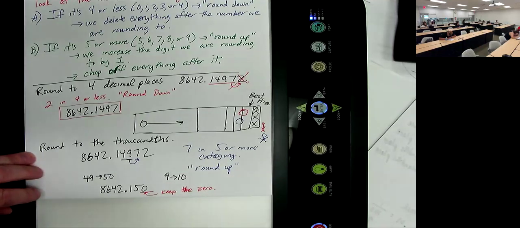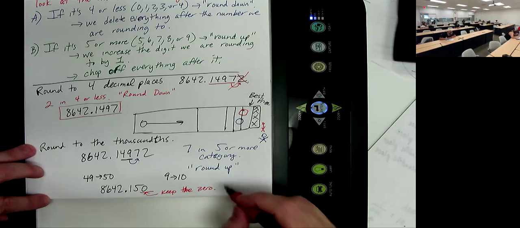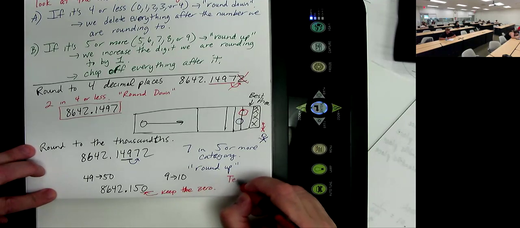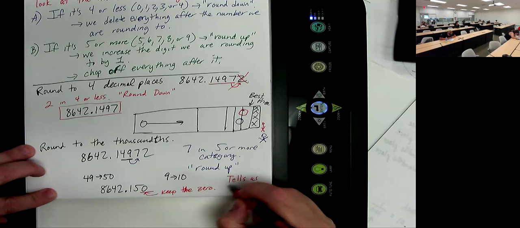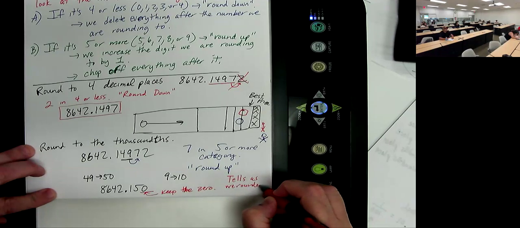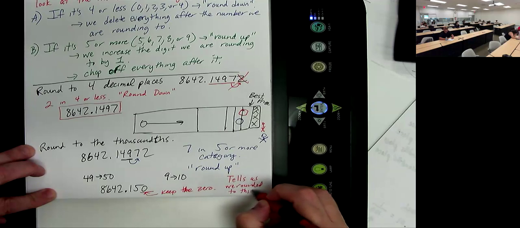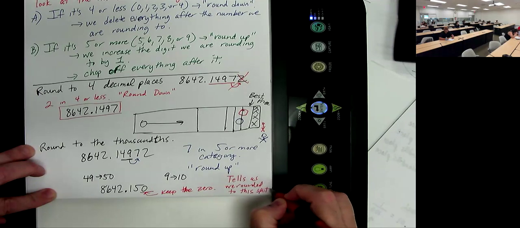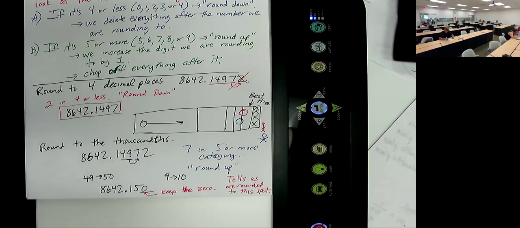It's in the thousandths spot, that's what we wanted. And it tells us we rounded to this decimal place, this spot. It doesn't change the value of it, but anybody that's ever looking at it knows the accuracy of it. We are accurate to another decimal place.